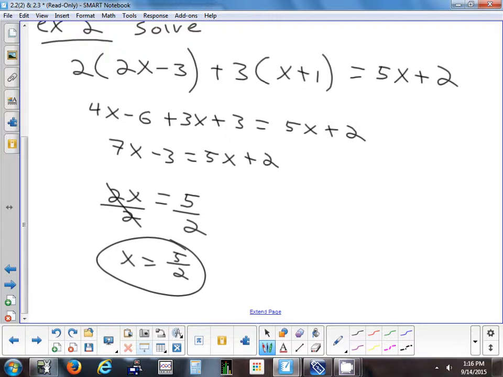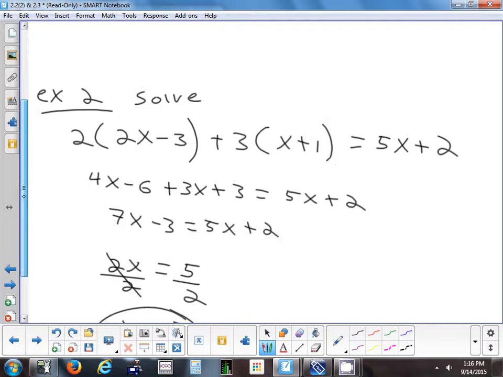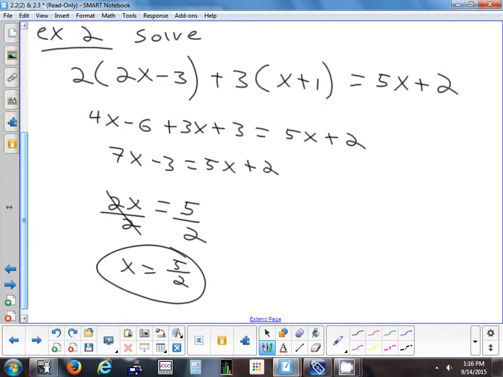So notice at this step right here, we could make it look just like this if we wanted, ax plus b equals 0, by writing it like this: 2x minus 5 equals 0. Does everyone see how I made what's on the left look like what's on the right? Now this is what you could type in if you wanted to graph it. Type it in as y equals 2x minus 5. Look for where it crosses the x-axis. It'll be right there, 2.5.